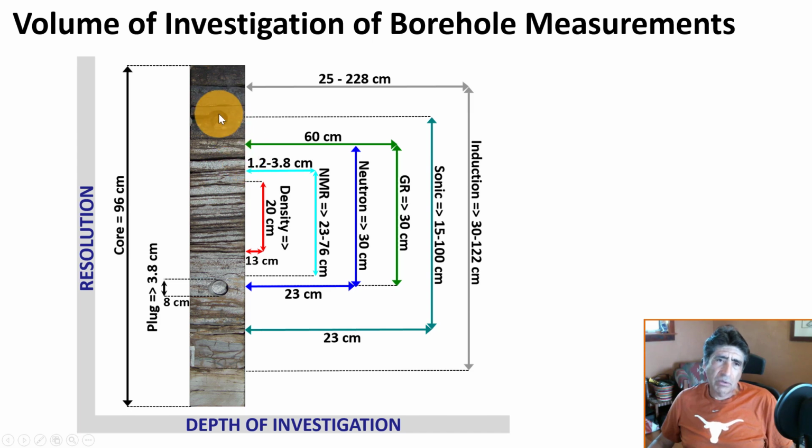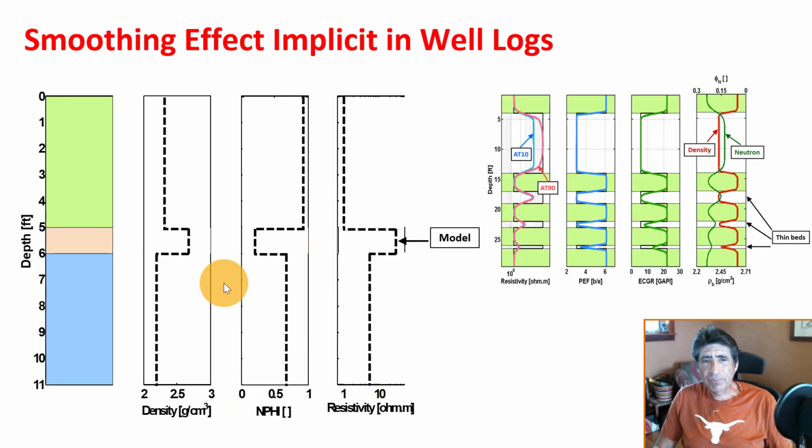And please note that these holes that you have here are plugs that were taken so that a piece of rock is retrieved and sent to the laboratory for analysis, and that gives us a benchmark of the values of porosity, permeability, and other properties. So it's very important to understand this volume of investigation that is inherent to well logs. Why? Because the smoothing effect is going to work differently for different logs. Let me give you an example.